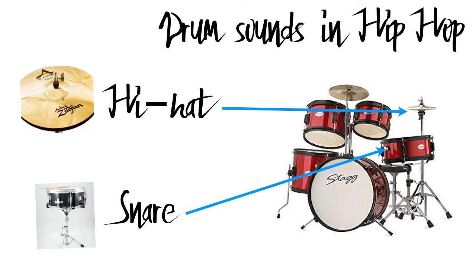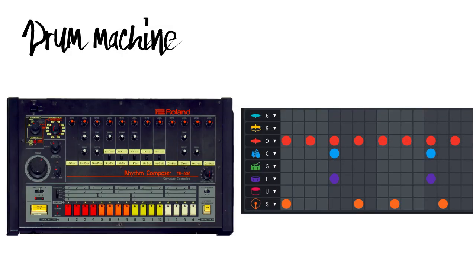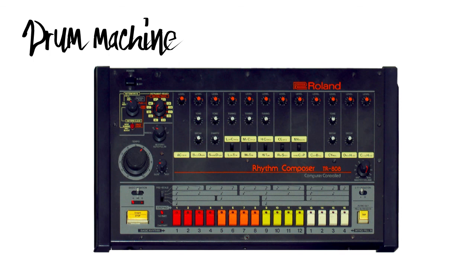Okay, that was the snare, that kind of louder sound, and we're going to come back to that in a second. So this was the instrument that actually created most of the drum sounds, especially in early hip hop, and it was called a drum machine. How it worked is the drum sounds that you've just seen on a normal drum kit were pre-recorded and put into this machine, and then people could make up their own drum beats.